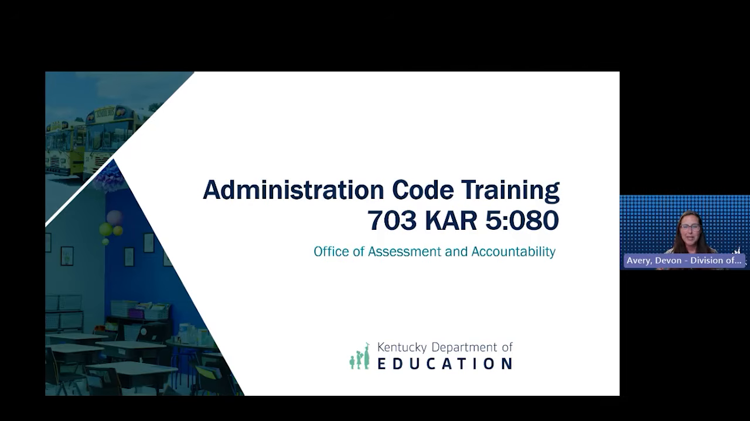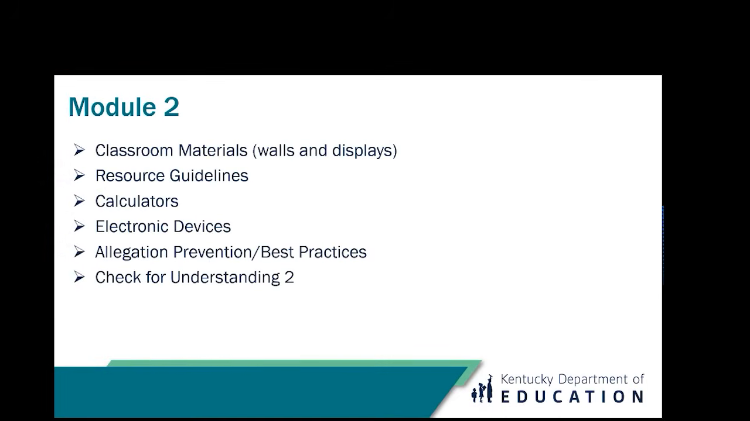This training must be completed prior to administering any state-required assessments. Each section of the larger training has been broken down into training modules. Please review all 5 modules for the complete Administration Code training. Module 2 will discuss classroom materials, resource guidelines, calculators, electronic devices, allegation prevention and best practices, and includes a check for understanding at the end of the module.